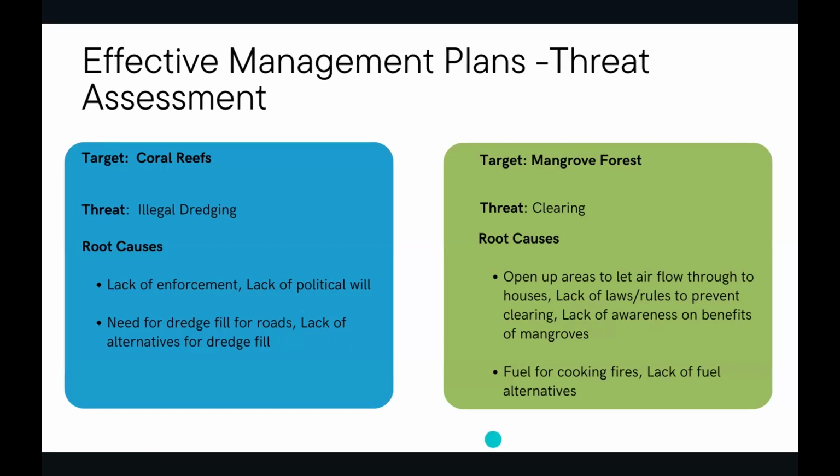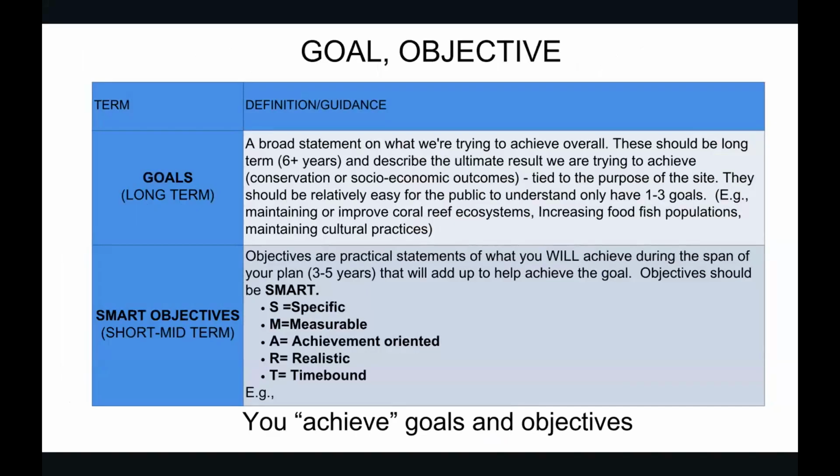The next section that we talk about, and this is the meat of the plan, is your goals, objectives, actions, and measures of success. So developing these are some of the most important parts of the planning, and they also can be some of the hardest, just getting used to how to think about what's a goal, what's an objective, what's an action. And to make it more challenging, different people or different groups have different definitions for these things.